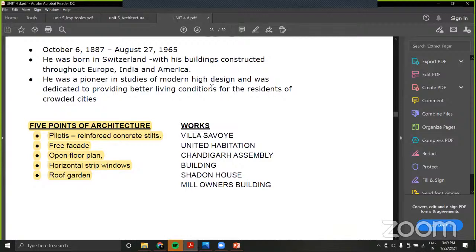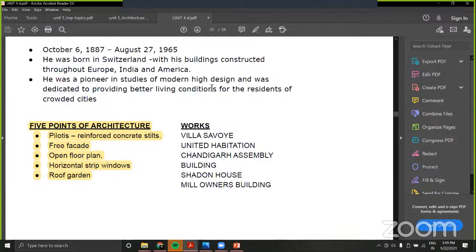So I will explain his five points of architecture. This is one of the famous characteristics of this architect. These things can be asked as a 1 mark or 2 mark question also. We had all these as a 5 mark, 6 mark question in our semester. So pilotis, which refers to reinforced concrete stilts, free facade, that is, no detailing, a plain facade, and an open floor plan.